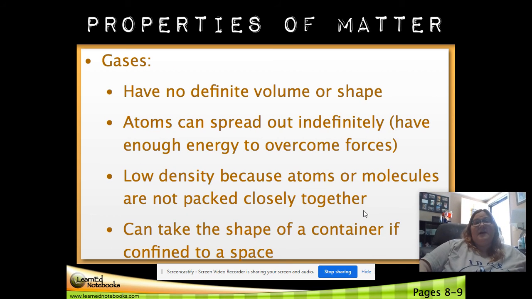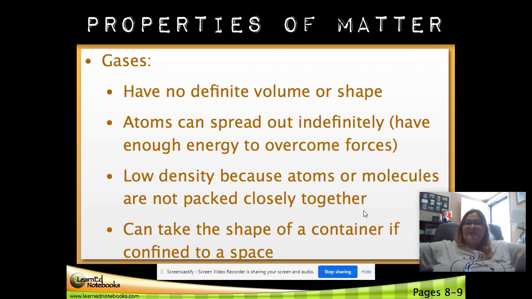Gases have no definite volume or shape. They can expand or spread out indefinitely. They have enough energy to overcome forces, meaning they rise. Gravity says that we should fall down, but because they have so much energy, they go up into the air and they keep going.